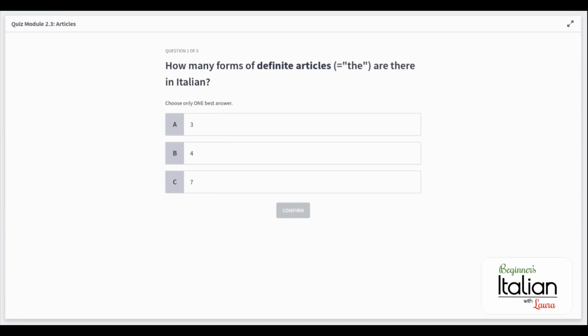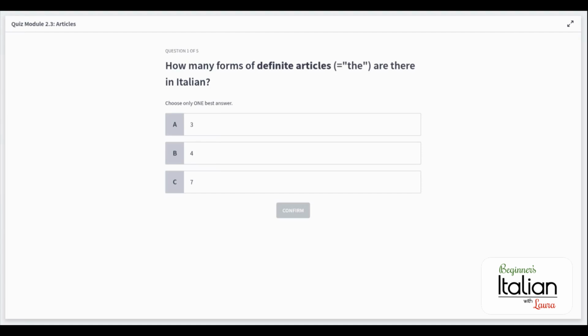Okay, we're on to quiz number 4, module 2.3, articles. There's only 5 questions in this quiz, so I'll go ahead and read each question aloud and all the possible answers, and then I'll pause for a few moments to let you try and figure out the right answer before revealing what the right answer is. If you need more time, just go ahead and pause the video. All right, let's get started.